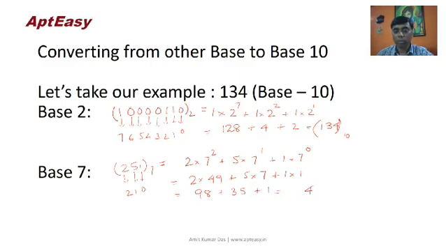And then 9, 3, 12 plus 1 carried is 134. So this is the way you convert back to decimal. So now you can understand how we can do these things.